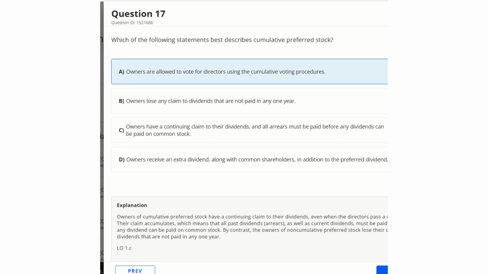Which of the following best describes cumulative preferred stock? Allowed to vote, lose any claim to dividends if they aren't paid in a year. Owners have a continuing claim to dividends in all areas, must be paid before it can pay on common stock. They get an extra dividend. So extra dividends not right. They're not allowed to vote. They don't lose claims. It adds up in this area. So the answer is C.